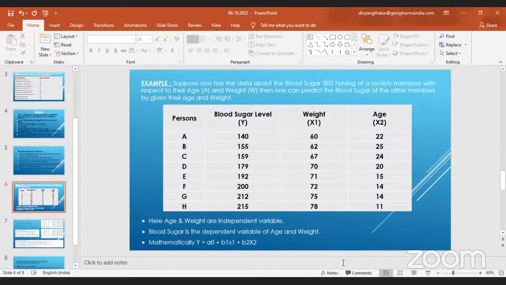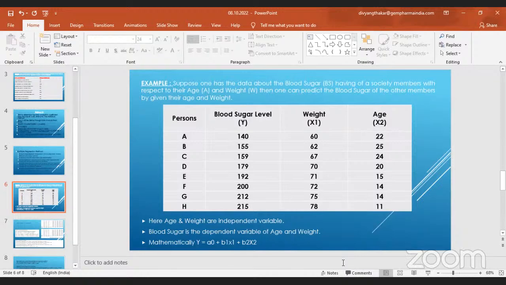In society, there are 7 persons. We have taken the example of the blood sugar level we have to determine. So here age and weight are the independent variables. Blood sugar is a dependent variable of age and weight. Mathematically, y is equal to a0 plus b1 into x1 plus b2 into x2.